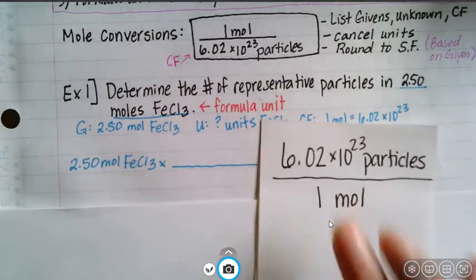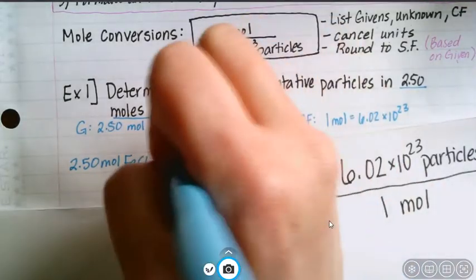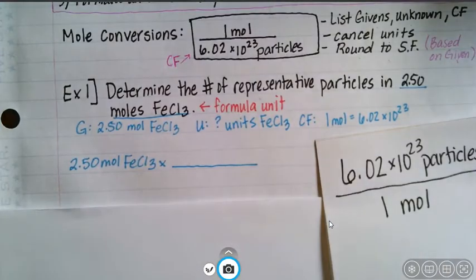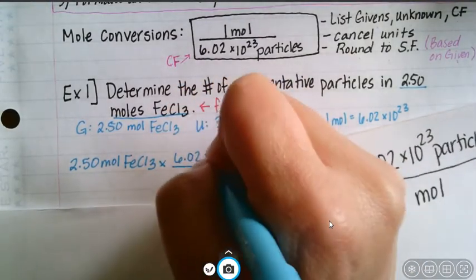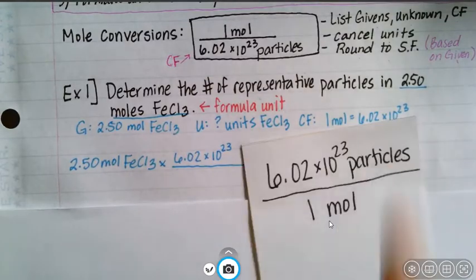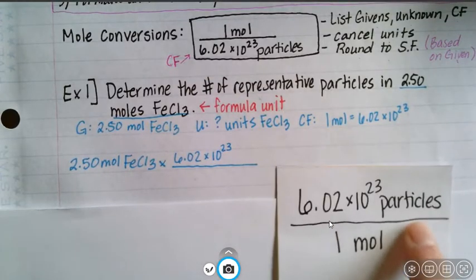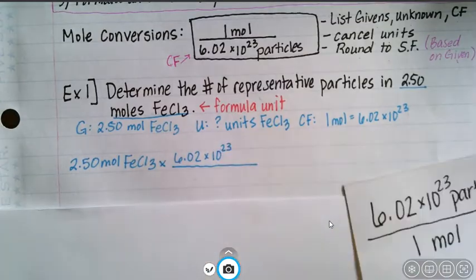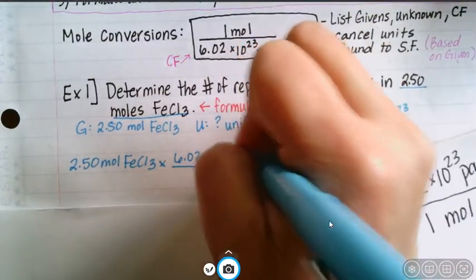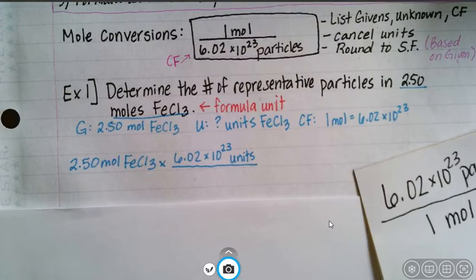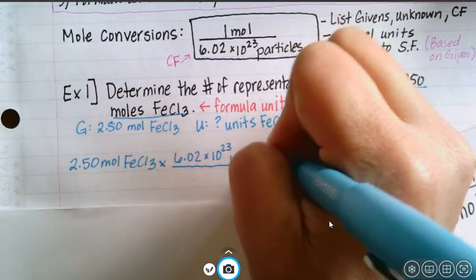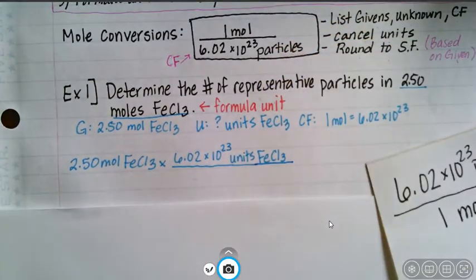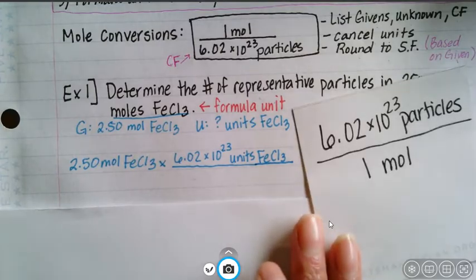All right, so here we go. I'm going to copy this down almost as is. I'm going to change it so that it's specifically for the substance and specifically for the type of particle. Okay, so 6.02 times 10 to the 23rd. I'm not going to write the word particles. I'm writing what type of particles, units, or formula units, but this is our small shortcut for that. I'm also writing of what: FeCl3, that's the substance that we're working with. Okay. Then I'm putting the 1 mole on the bottom.